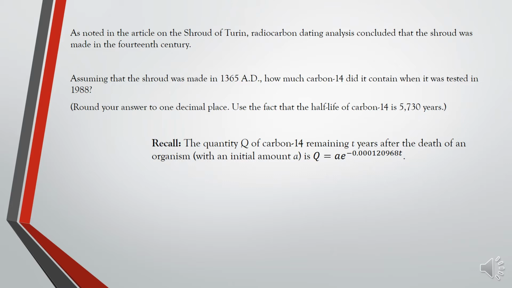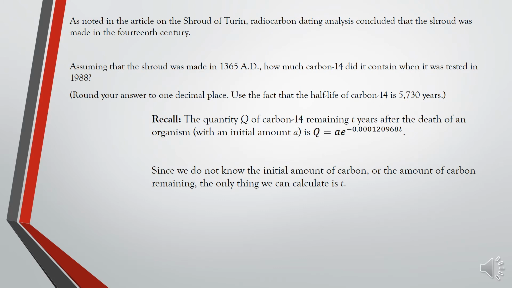Recall that we have this formula for the quantity Q of carbon-14 remaining T years after the death of an organism that had an initial amount A. So there's the formula. Q equals A times e raised to the negative 0.000120968 T. Since we don't know the initial amount of carbon that was present in the shroud, the only thing that we can calculate is T. So we're going to try to calculate the time that has passed.